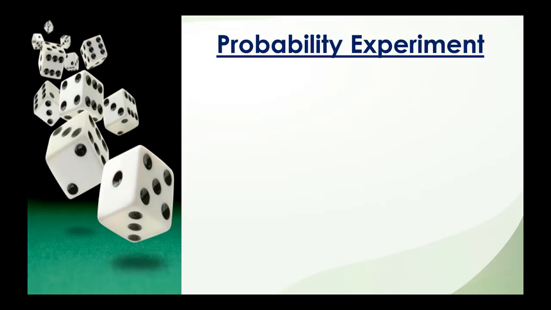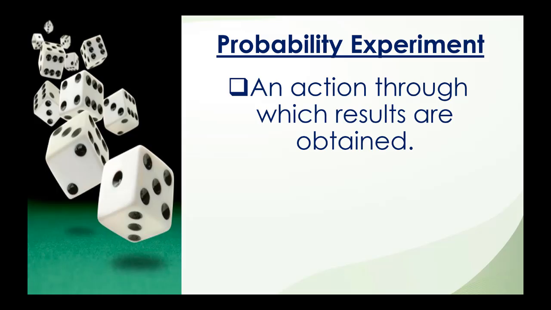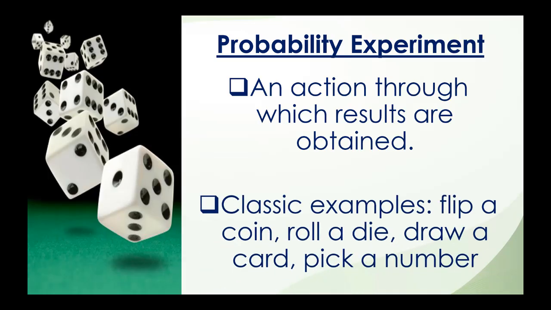So our first definition is the definition of a probability experiment. What a probability experiment is, it's any action through which results are obtained. There are a lot of classical examples that we can talk about. Things like flipping a coin, rolling a die, drawing a card, picking a number. But that's not the extent of it. We can discuss probability in so many other different types of probability experiments. Those are just some of the basics.